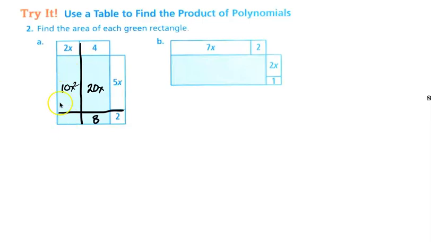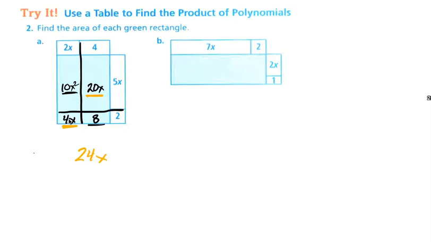And then this area, this one here will be 2x times 2, so 4x. In this case, I can actually add up like terms. These two right here, they're both x's, so I can add them up. 20x plus 4x will give me 24x. And I still need my 10x squared and my 8.